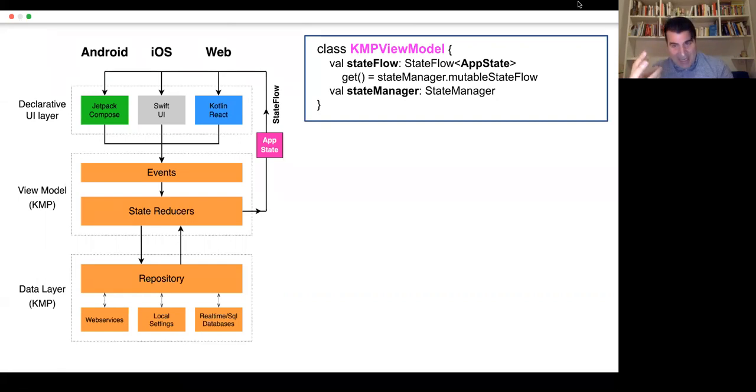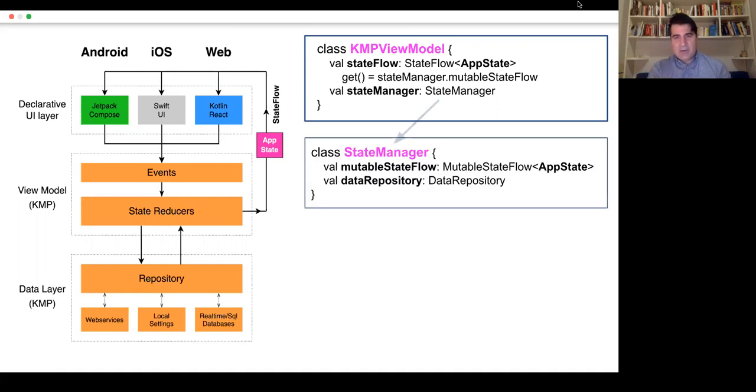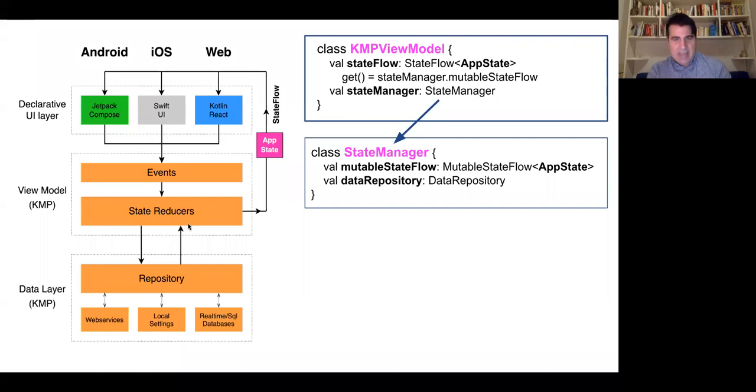The modifications to the app state are not made by this state flow, but by another component, which is part of the state manager: the mutable state flow. The state manager is also a Kotlin class, which has two properties. One is the mutable state flow, which is able to modify the app state, and then the data repository. You can see exactly the same thing in the diagram, with the state reducer.